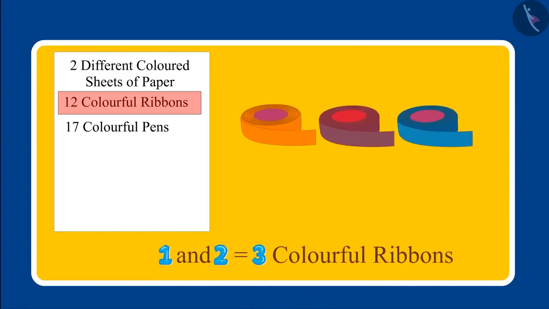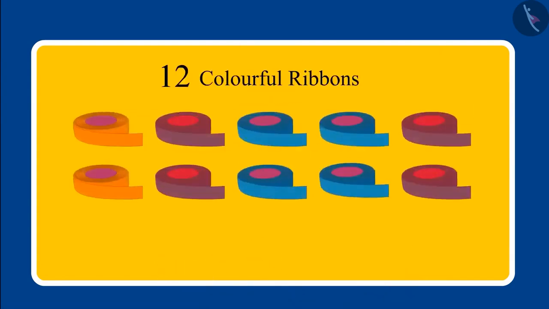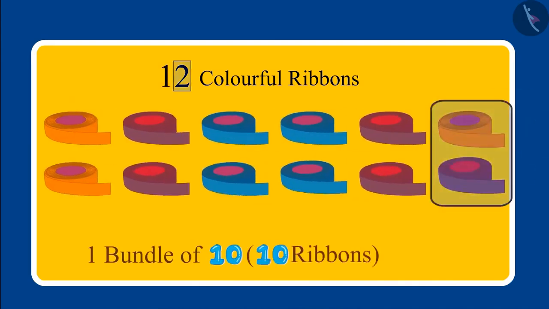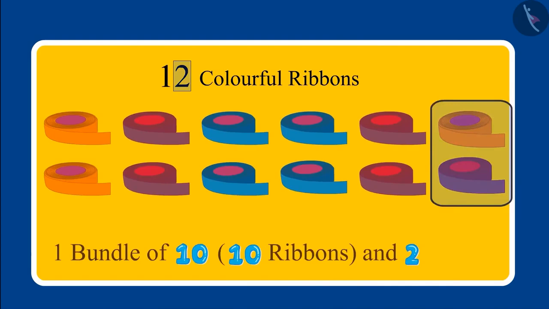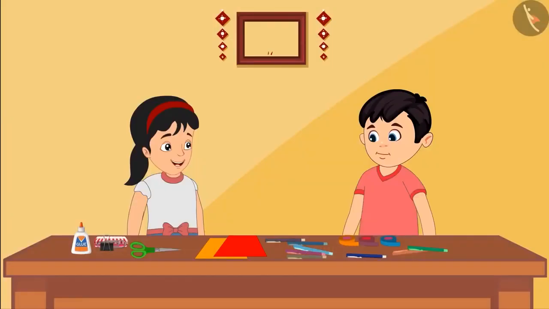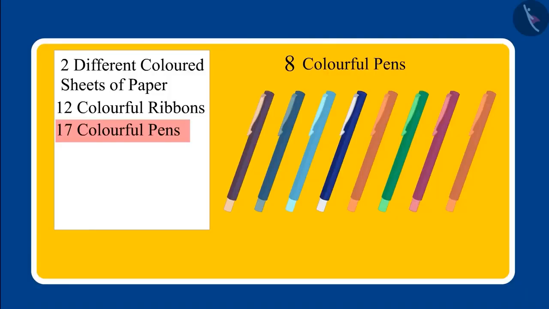Oh no, Chotu. You added 1 and 2. We don't read this number like this. Here 1 means 1 bundle of 10. That means 10 ribbons. And 2 means 2 more ribbons. So in total it becomes 12 ribbons. Understood? Oh, I see. Oh no, I read the number of pens also incorrectly.